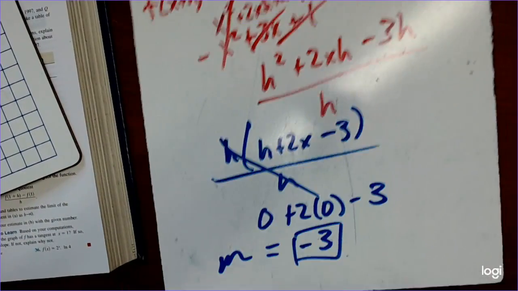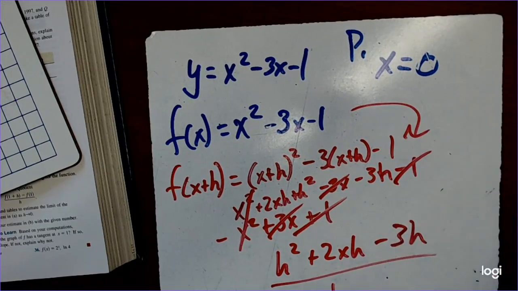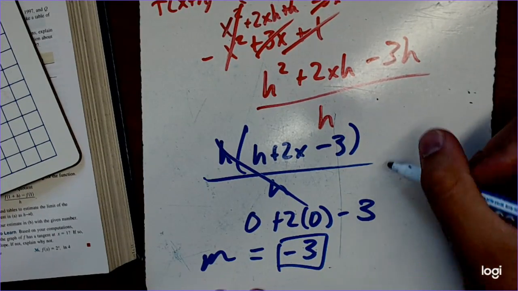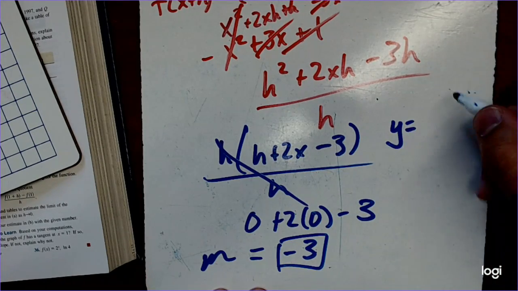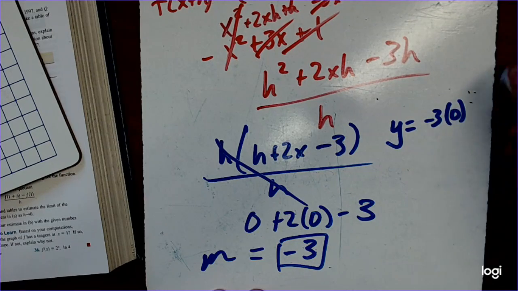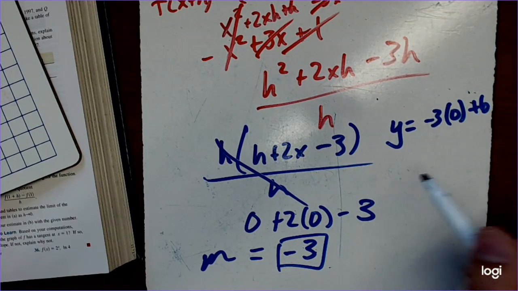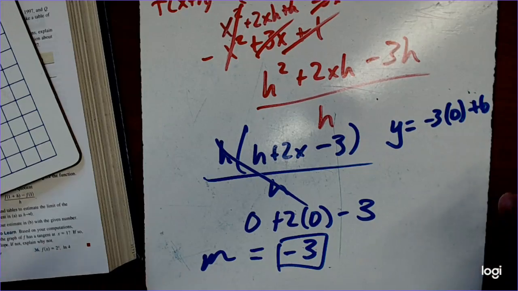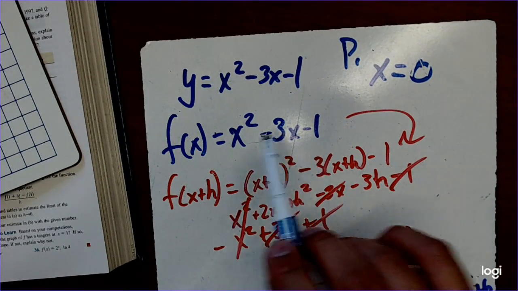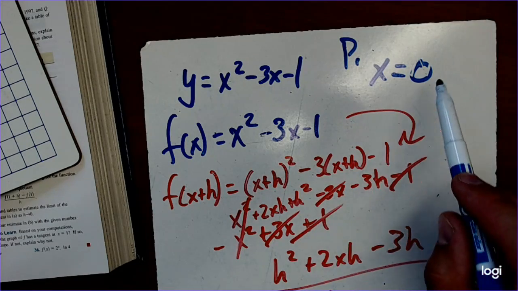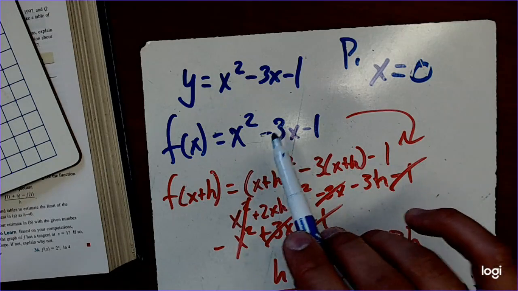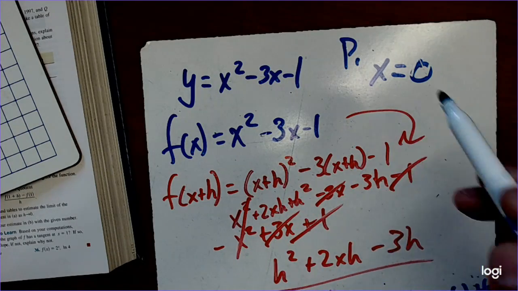Well, I know the slope is negative 3, and I know the x value is 0. So I've got a couple pieces of this equation. So I could say that, hey, y equals the slope of negative 3 times the x value of 0 plus b. If only I knew what the y value was at x equals 0. Oh wait, I can figure that out. I just have to calculate f of x. So if I calculate f of x, I get the y value. So if x equals 0, well, 0 squared minus 3 times 0, that's 0 minus 0 minus 1. Ah, the y value must be negative 1.